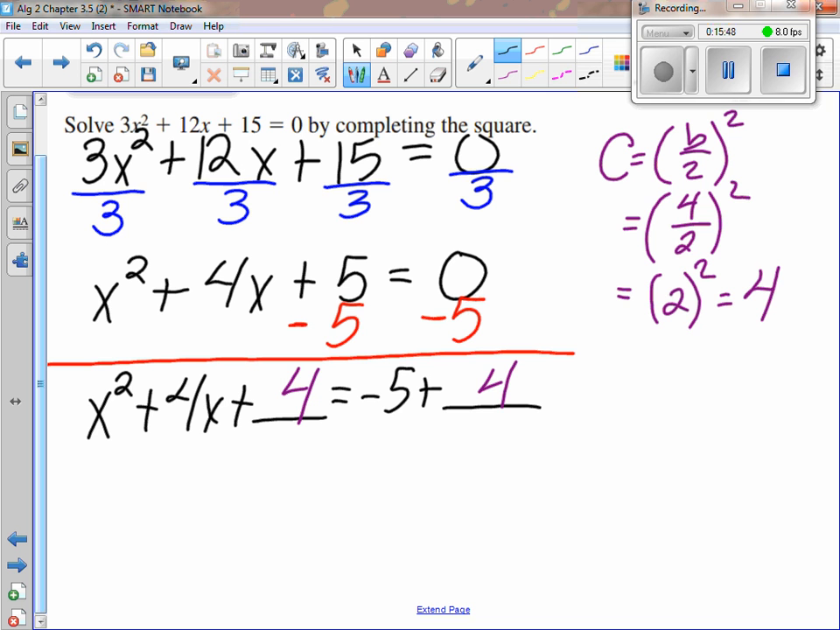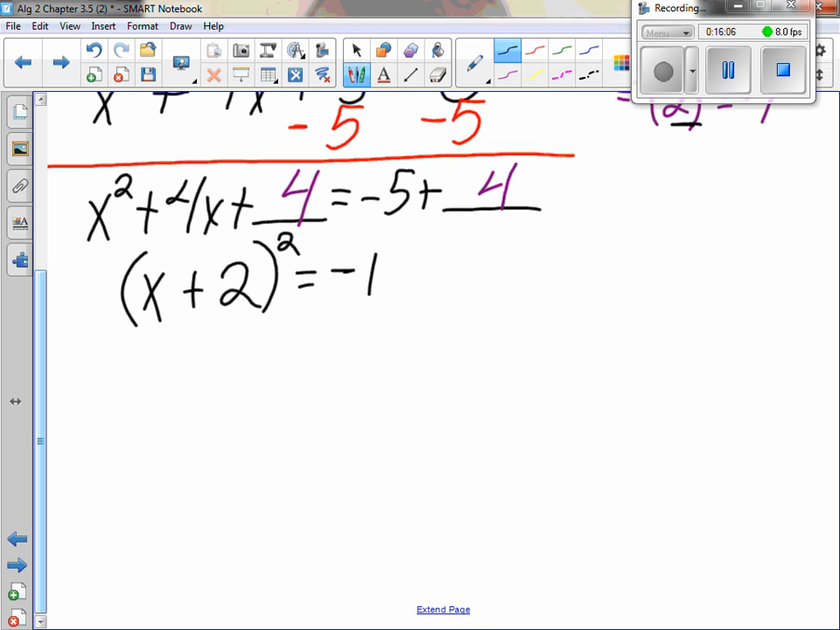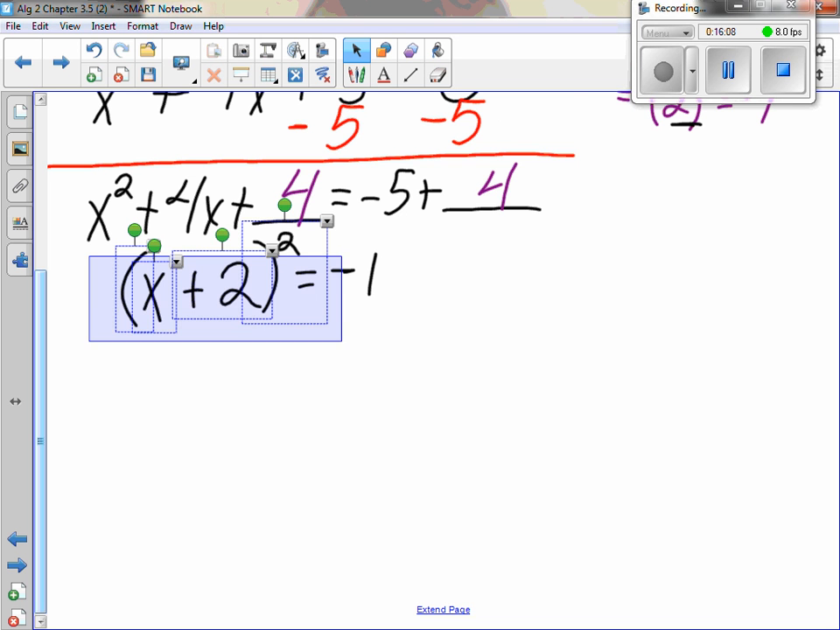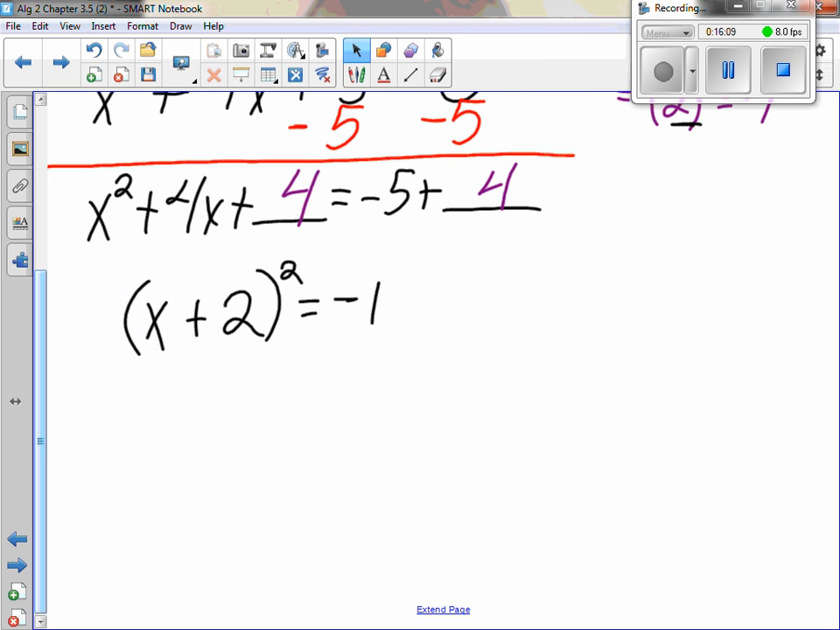Now, if we rewrite x squared plus 4x plus 4 as a set of parentheses squared, we would have what? x plus 2 inside the parentheses. Negative 5 plus 4 is negative 1. This here. Any questions on how we got to this point here? Okay.